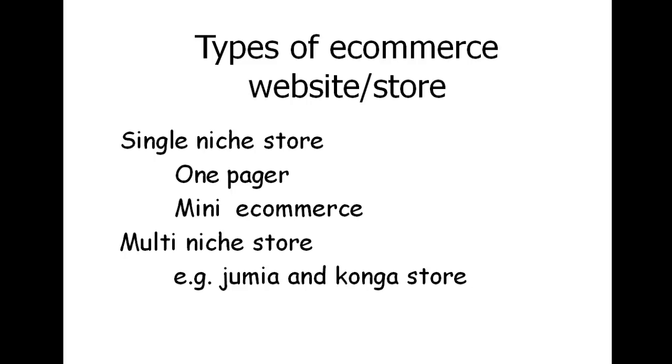And also we have the multi-niche store. A simple example I will give is Jumia and Konga. If you go to Konga now, there is nothing you are looking for, in every walk of life, that you will not get there. You want to buy a book, you will get there. Jewelries, electronics, household utensils, kitchen items, television, phones, computers, wears, shoes. This one is multi-niche, that is, it cuts across just anything.